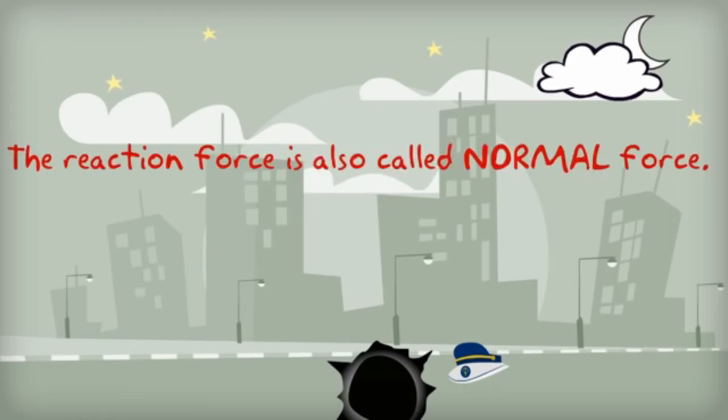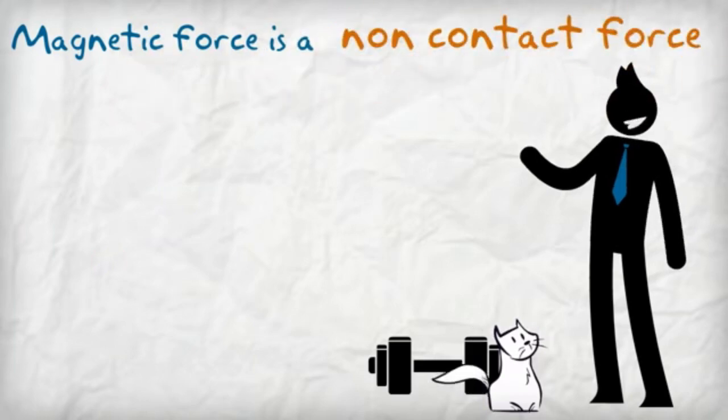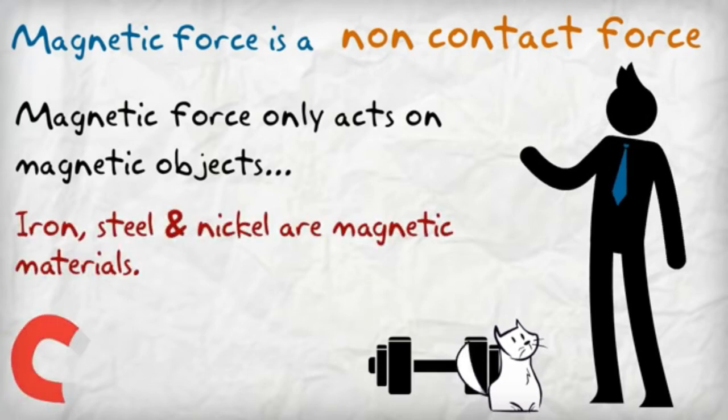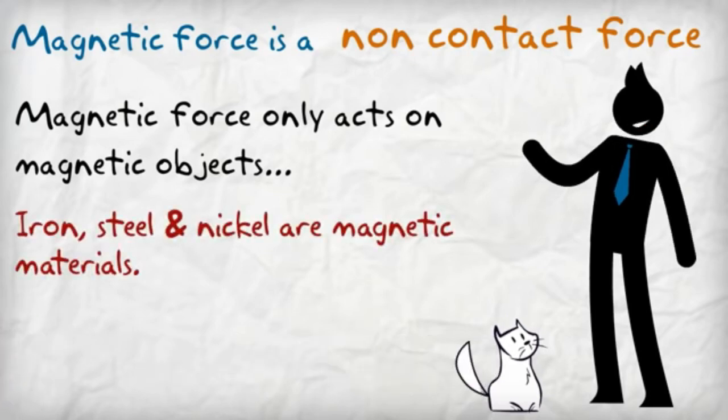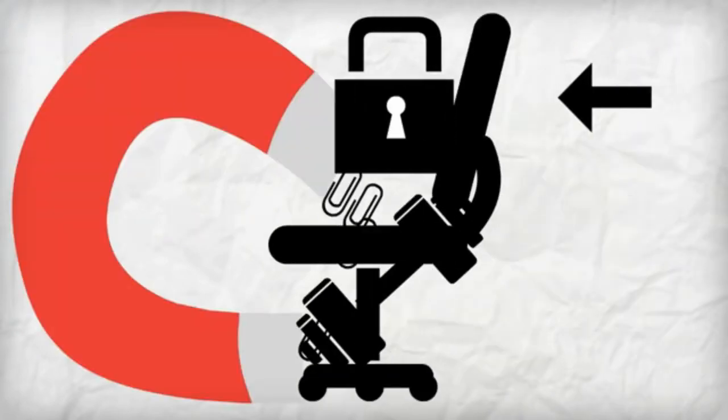Magnetic force is a non-contact force. Magnetic force only acts on magnetic objects. Iron, steel, and nickel are magnetic materials, and the force of magnetic attraction pulls the magnetic object towards the magnet.